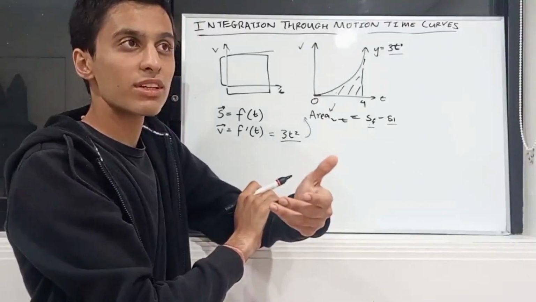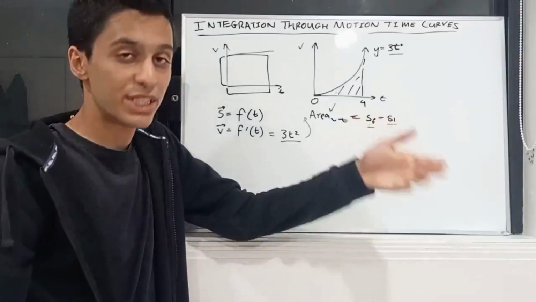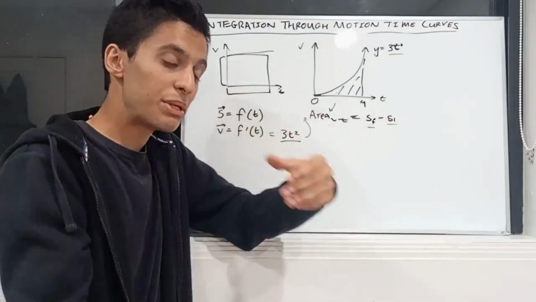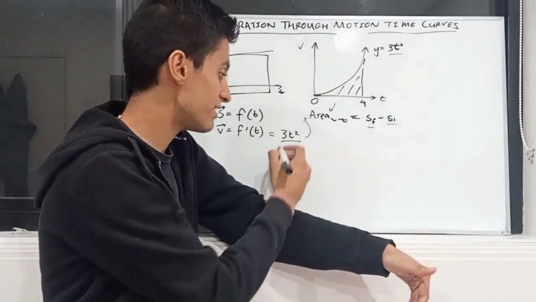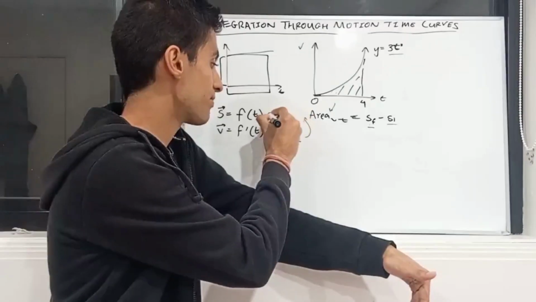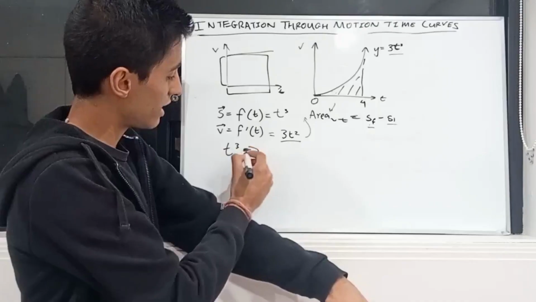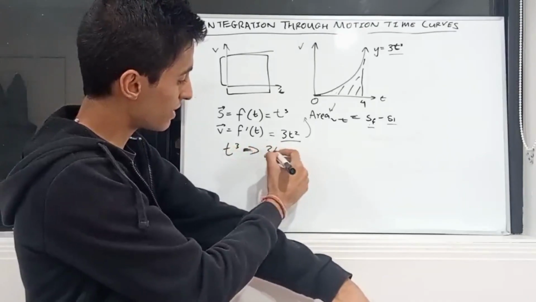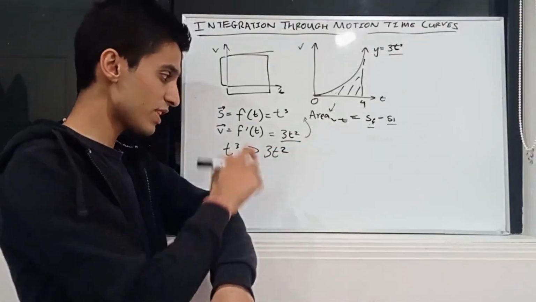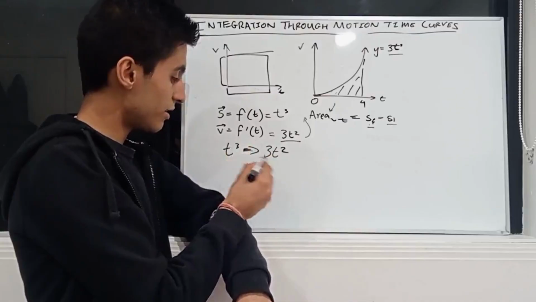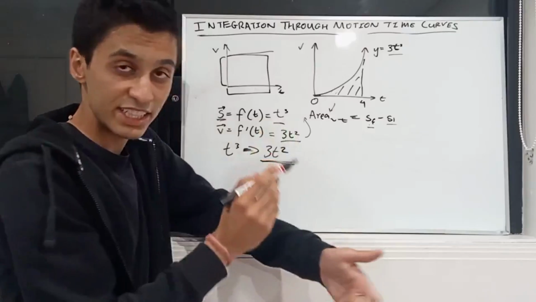So what original function do we differentiate in order to get 3t squared? If you studied differentiation and the power rule, you'd know that this basic function would be t cubed, because you'd have t cubed, and the 3 would come down, and you'd minus 1 from the power, so you get 3t squared. And so you know that your displacement function will be given by t cubed.